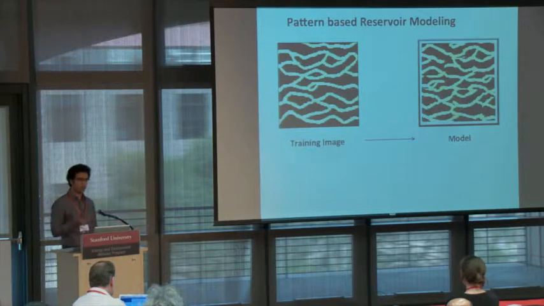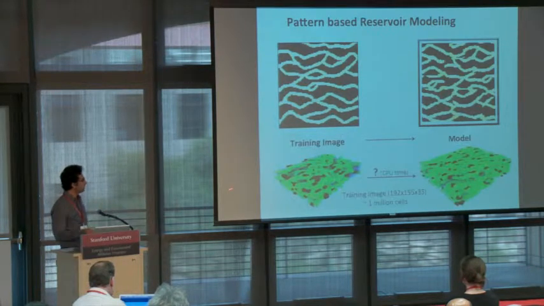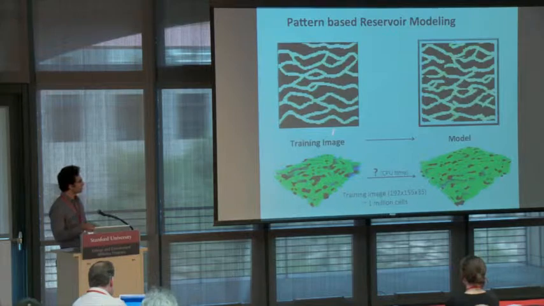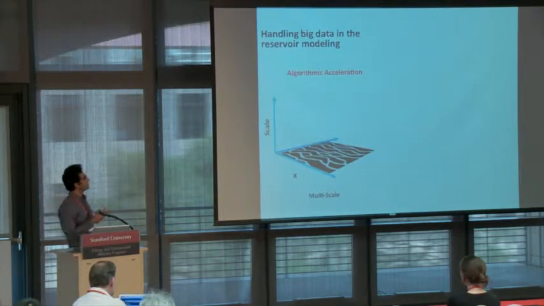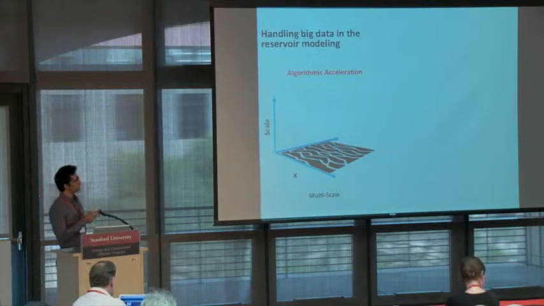But where is the problem? Actually, the problem that we have, and let me say, where is the big data? The big data that we need to finally deal with is this training image in this reservoir model. So if you look at the size of this image, it's larger than this 2D image that we have. Based on this problem, we grouped and classified our solutions into two groups: the algorithmic acceleration and the hardware.